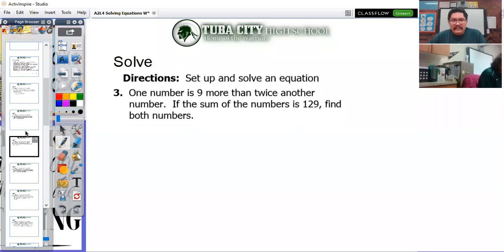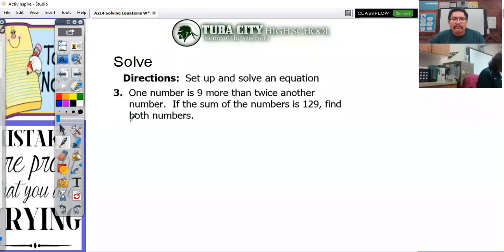One number is 9 more than twice another number. If the sum of the numbers is 129, find both numbers. So in this case here, if we look at the question statement, because again, remember, that's the first step. Familiarize yourself. What do they want to know? Well, they definitely are asking you what they want to know, and that is both numbers. So this is a clue that we're not looking for one thing, we're actually looking for two things.